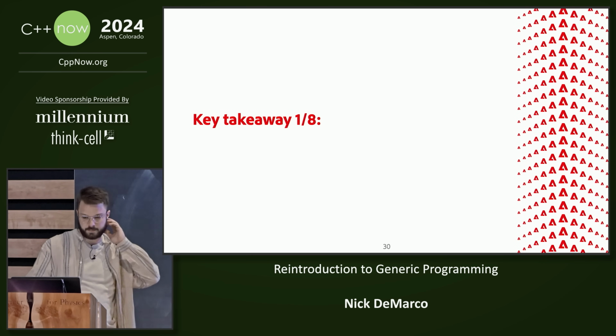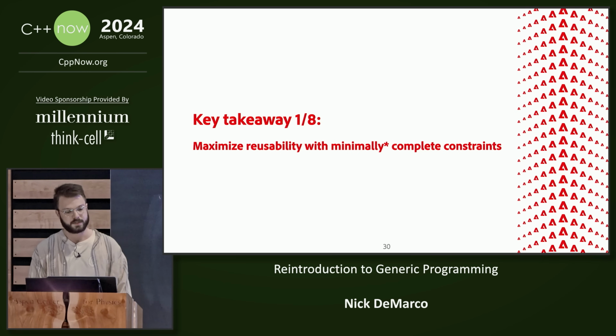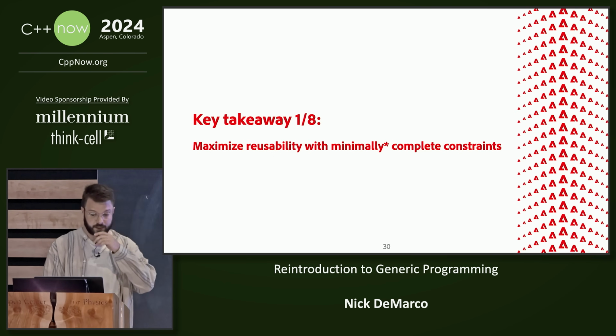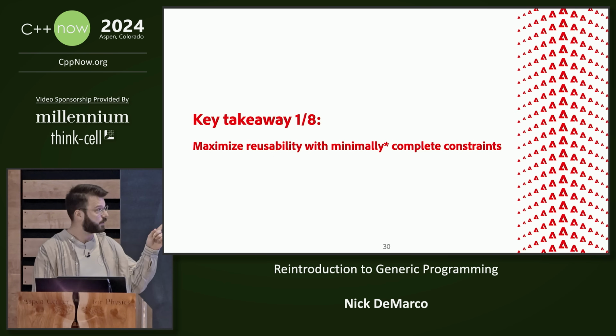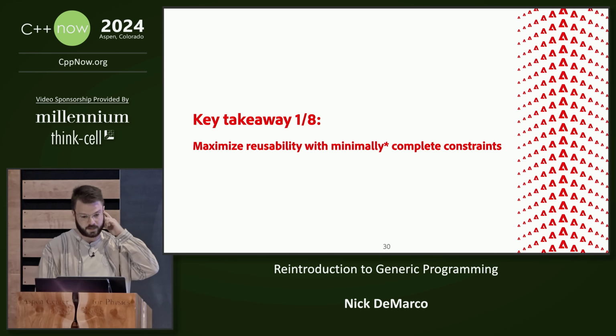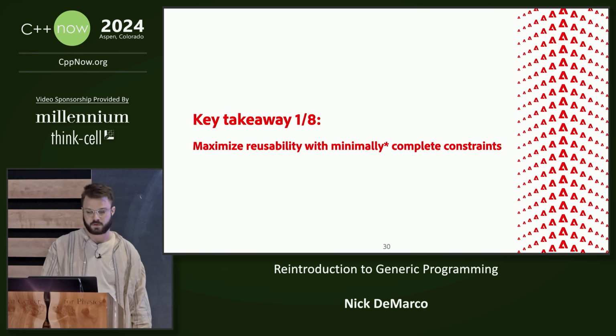So our first key takeaway is to maximize reusability with minimally complete constraints. Minimal, meaning we're not overly constrained, like I said, and complete, meaning we're not overly generic. And you might notice my little foreshadowing asterisk there. Later, I'm going to introduce a principle that's sort of in tension with this, but we'll cross that bridge when we get there.